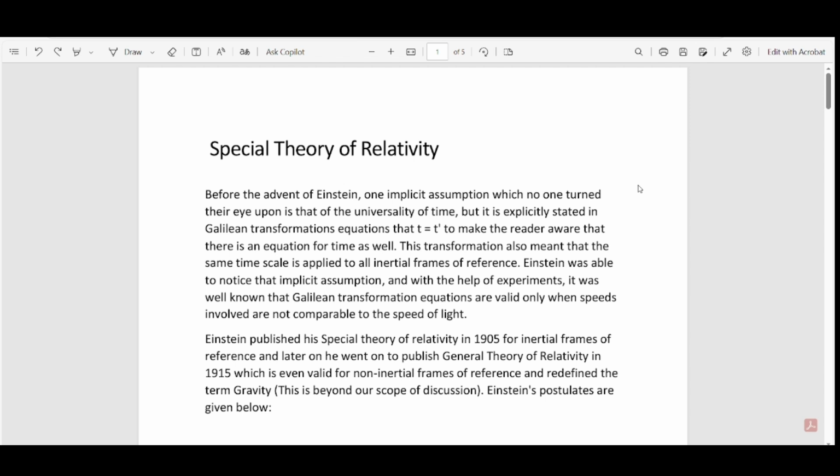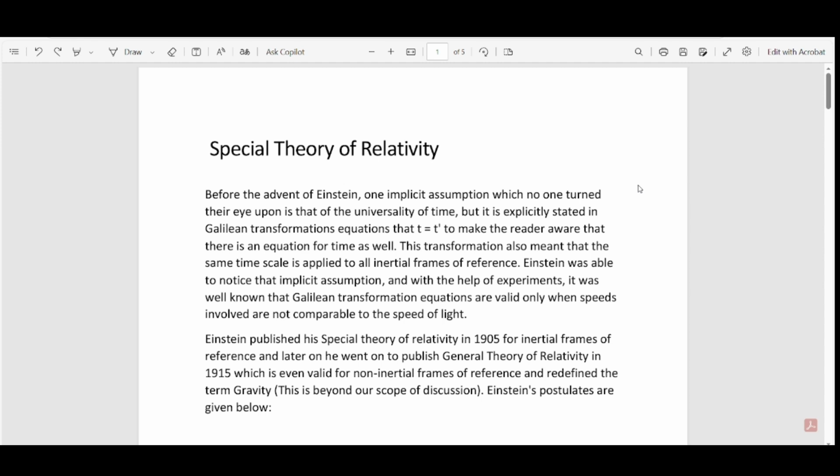Before Einstein arrived, in the Galilean transformation or the Newtonian transformation, you can see that the universality of time is always implicitly assumed. There is no transformation for time; t is equal to t prime in all transformations, regardless of which inertial frame of reference it is.